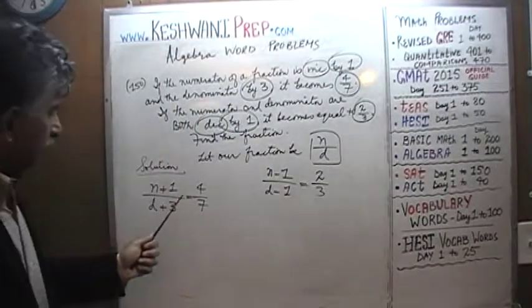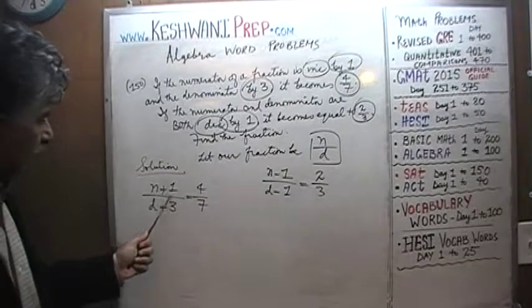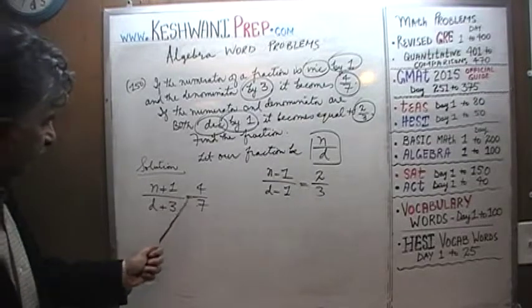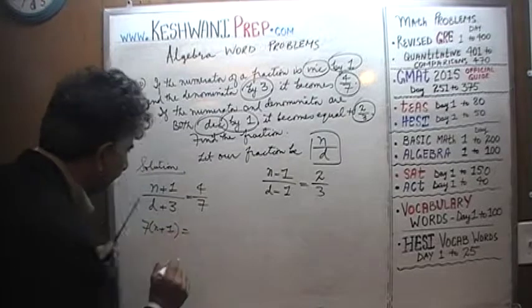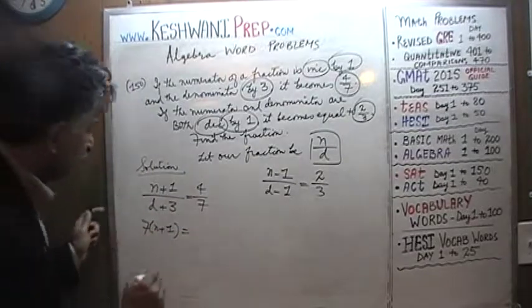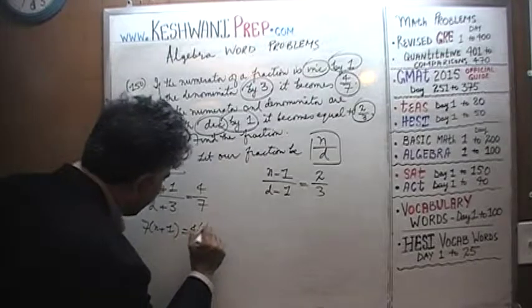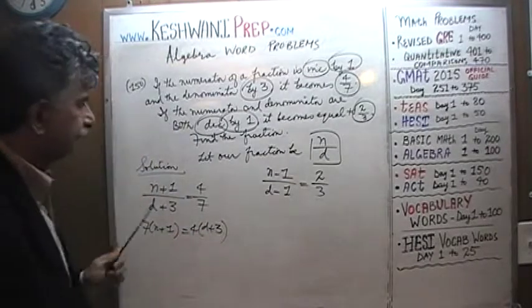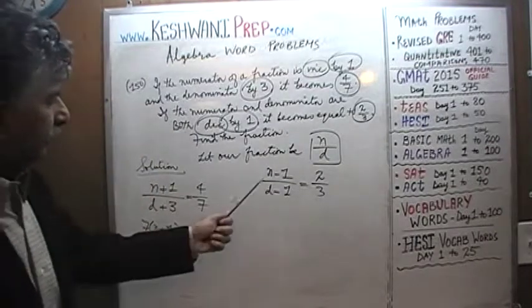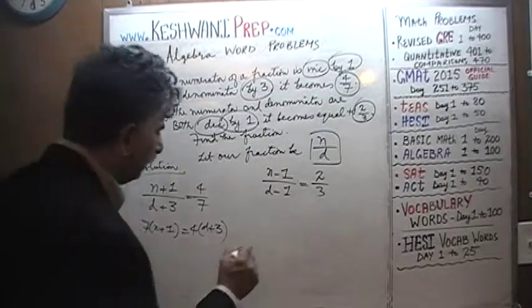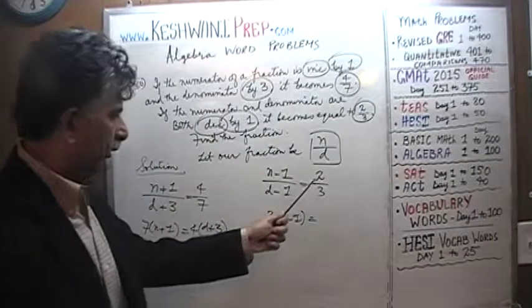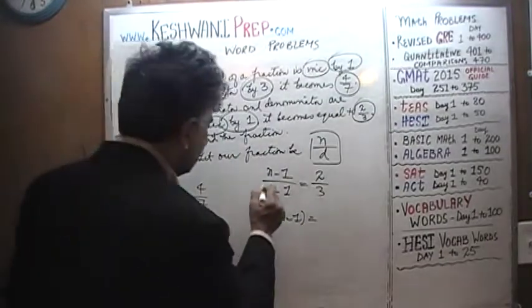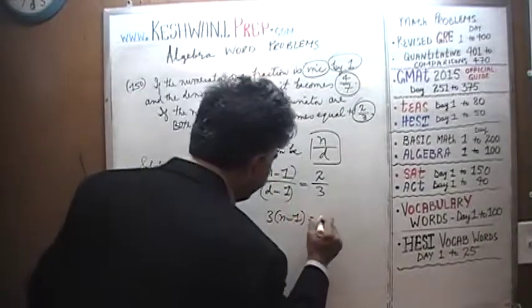Let's carry on. Let's cross multiply: n plus 1 times 7, 7 times n plus 1 would have to equal 4 times d plus 3. And here we have n minus 1 times 3, 3 times n minus 1 would have to equal 2 times d minus 1.